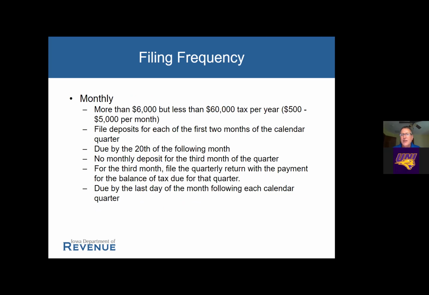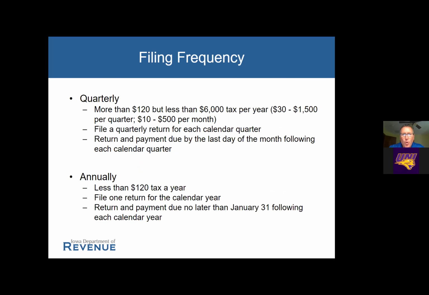If you're familiar with our quarterly returns, basically this is a recap of the entire quarter. You put in your gross sales, you put in your exempt sales, you put in how much tax you've already remitted to the department during the first 2 months of the quarter, and then here's what you owe us for the rest of the quarter. This one is due the last day of the month following each calendar quarter.